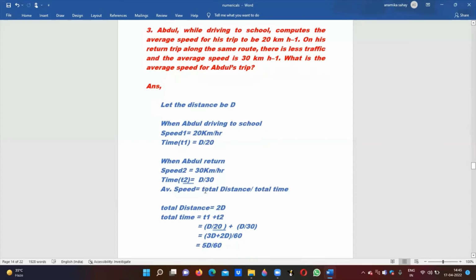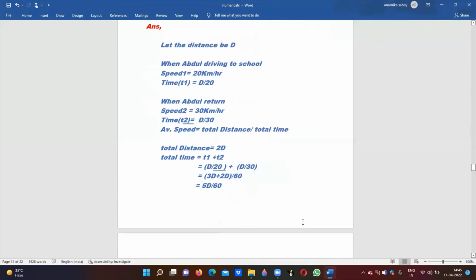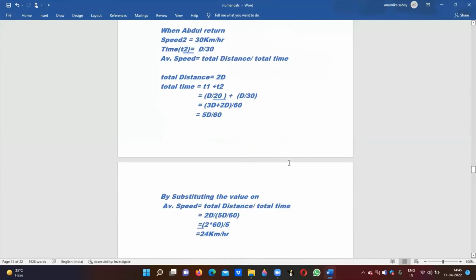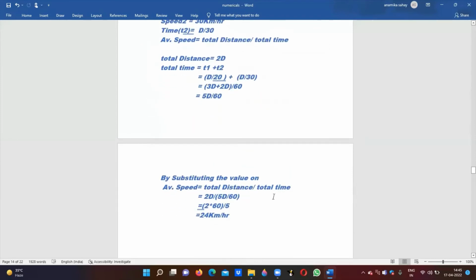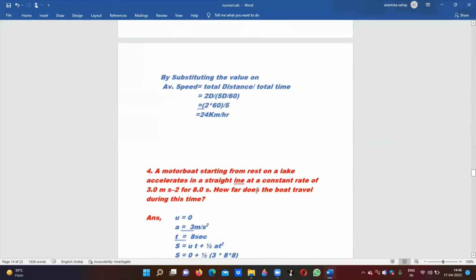We know average speed is total distance by total time. Total distance will be when he was going, that is D, again coming, that is D, plus D, which will become 2D. Okay, and total time is T1 plus T2, that is D by 20 plus D by 30. So total time will be 5D by 60. By substituting the numbers in this formula, average speed will be total distance by total time, that is 2D by 5D by 60. Finally, it will become 24 km per hour.